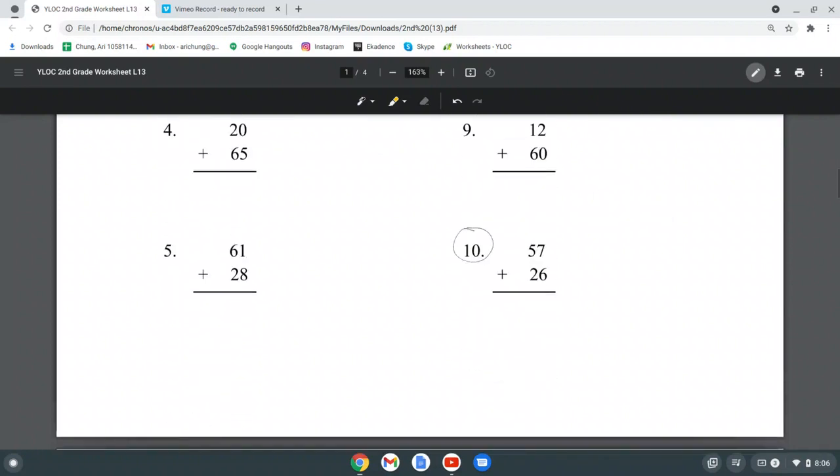Let's do number 10, and here we have 57 plus 26. Let's add 7 and 6. And this is 7, so 7, 8, 9, 10, 11, 12, 13. 7 plus 6 is 13, but since 13 is a 2-digit number, we place the ones in the tens place. 5 plus 2 is 7, 7 plus 1 is 8. So 57 plus 26 is 83.